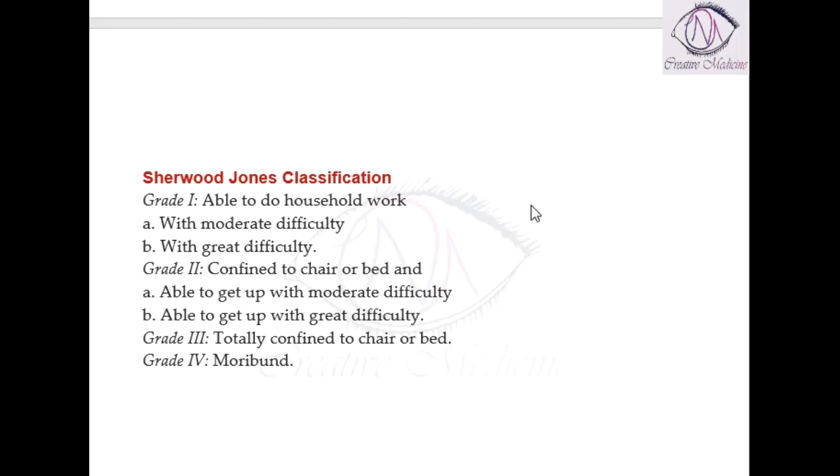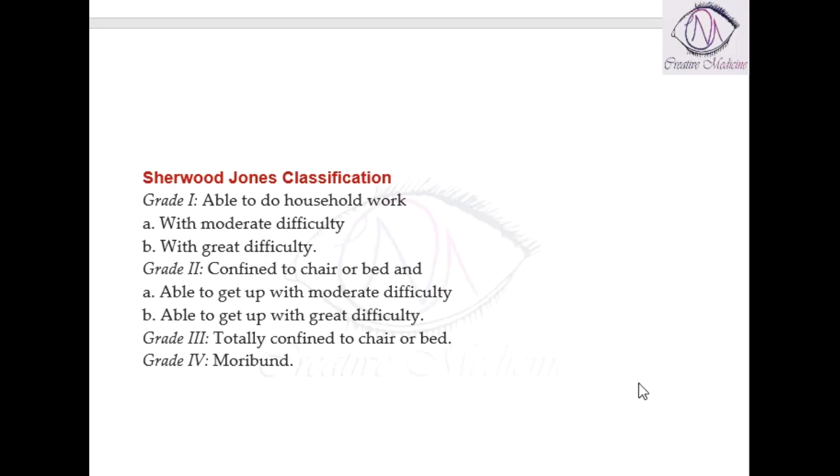Grade 1. In grade 1, the patient is able to do his household work. So the patient can do the work that he has to do, but he will do his work with moderate difficulty. If the patient does the household work with moderate difficulty, then it is grade 1A. If the patient does his household work with greater difficulty, then it is grade 1B.